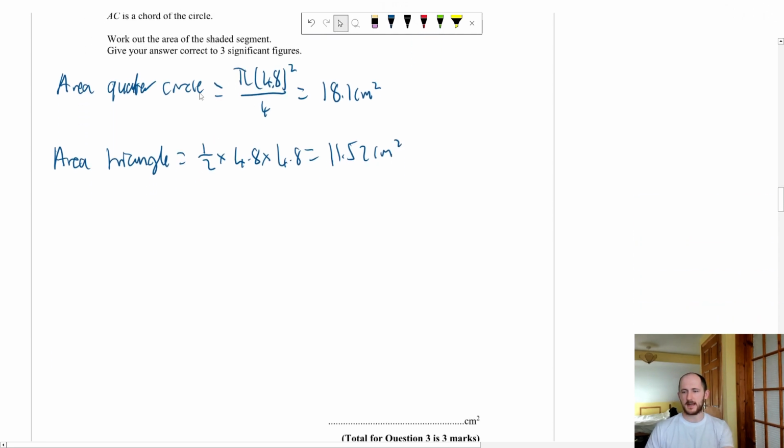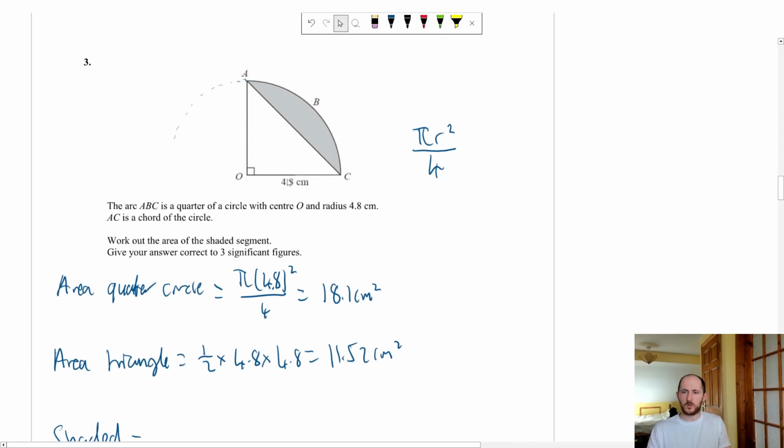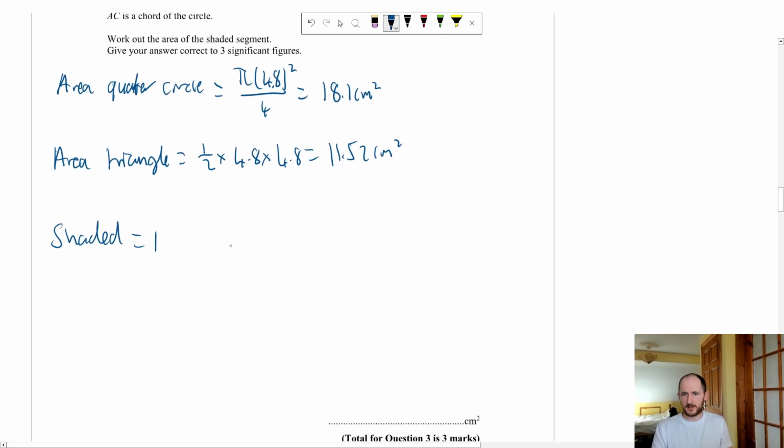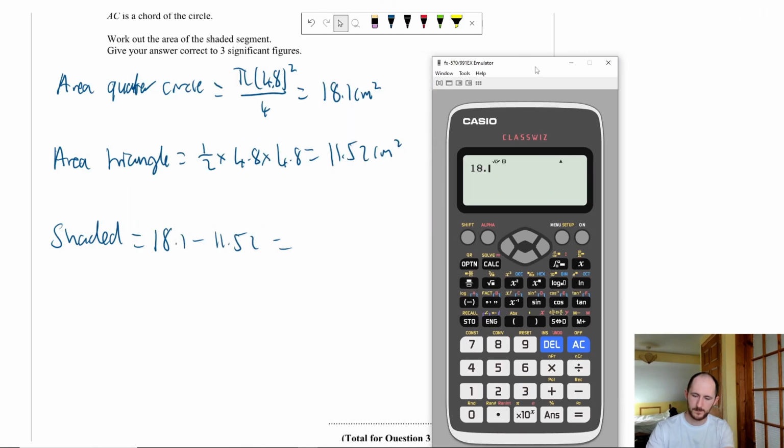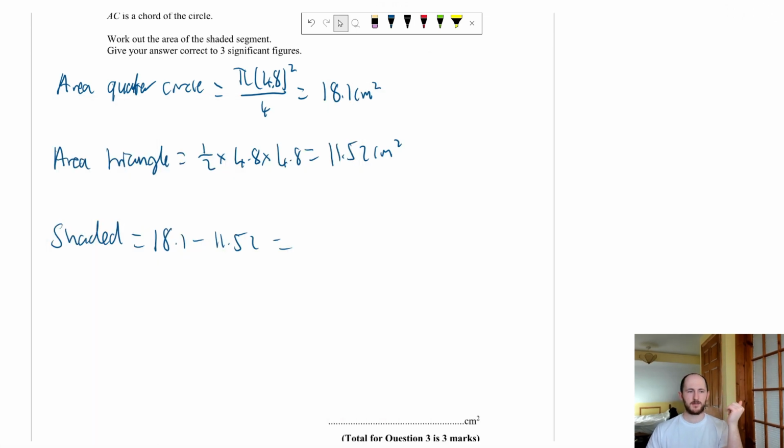So then the shaded segment. By 3 marks, we're going to do 3 steps, so that helps. So the shaded area is just the area of the entire quarter circle minus the area of the triangle. And it says give your answer to 3 significant figures. So 6.58 is 3 significant figures. Well, that was lucky, wasn't it? There you go. And it's 1 mark per line of working out.